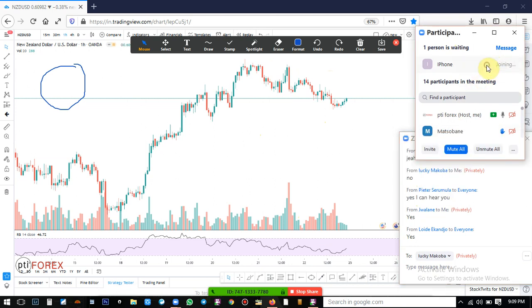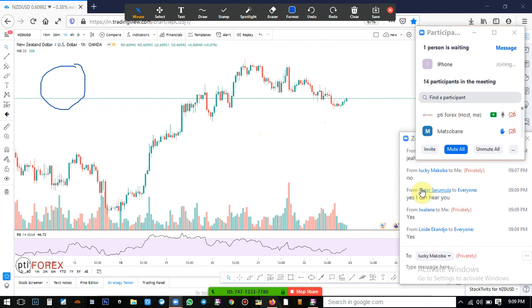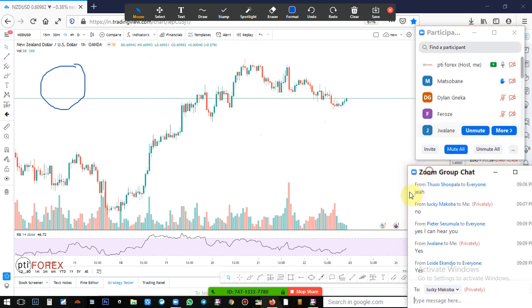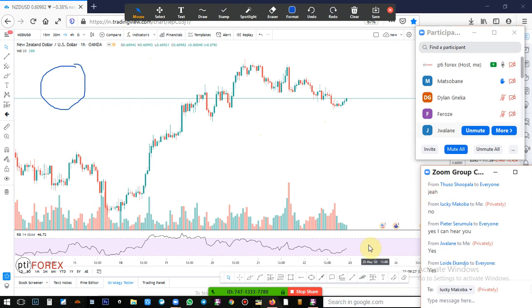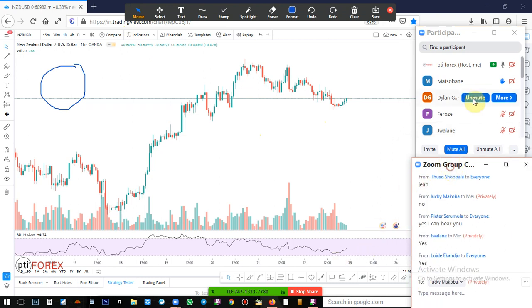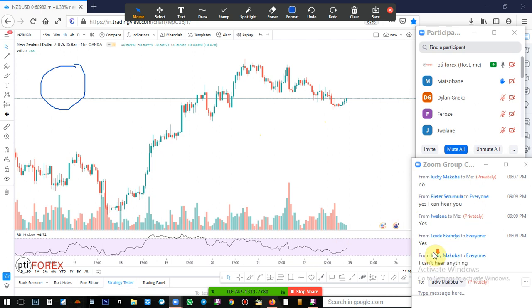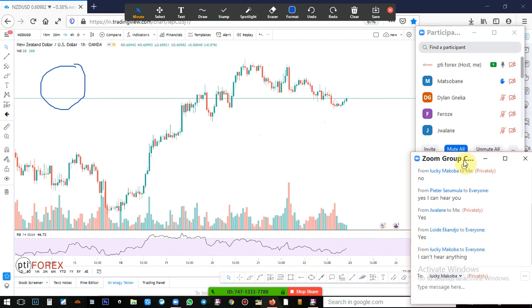So yeah, I welcome all of you guys to this wonderful meeting. We are here to analyze the markets based on technical analysis or price action, and also including some of the tools that you guys would like us to use. So as usual, guys, which pair should we start with? Just recommend pairs that we should analyze.